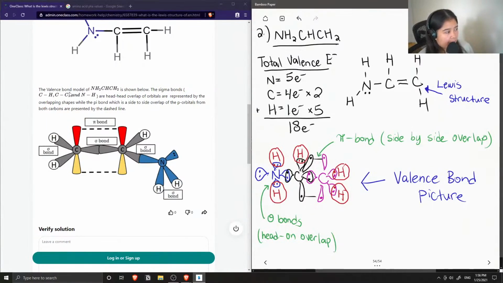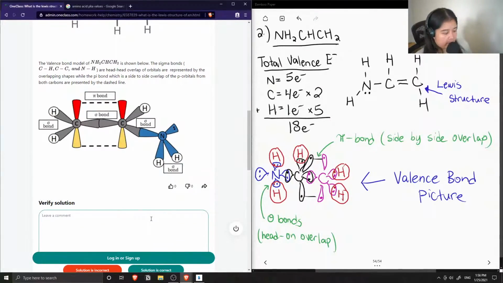And now the valence bond model is shown below. The sigma bonds are head-on overlap of orbitals and are represented by the overlapping shapes, while the pi bond, which is a side-to-side overlap of the p orbitals from both carbons, is represented by the dashed line. Okay, so they got the same structure. It's much more neat. So this solution is correct.